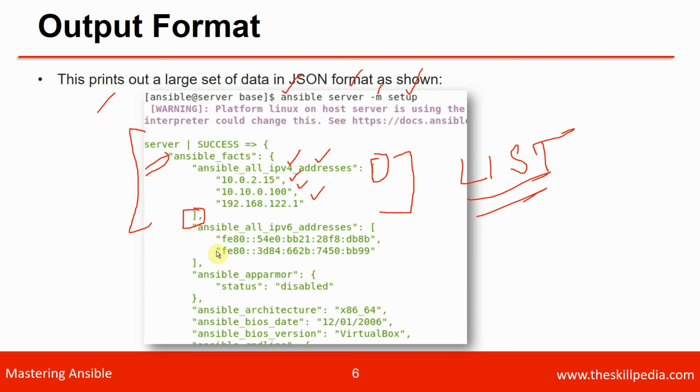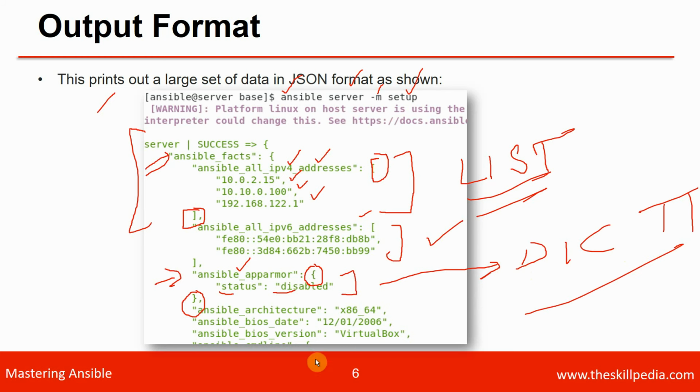Then after that, you see another key, ansible_all_ipv6_addresses. This is another list. But what about this? After the square bracket is closed, you see ansible_apparmor. This is using curly braces. If you see curly braces, you will find a key and a value, in the form of key value pairs. So if we use this key value pair, this is called a dictionary.